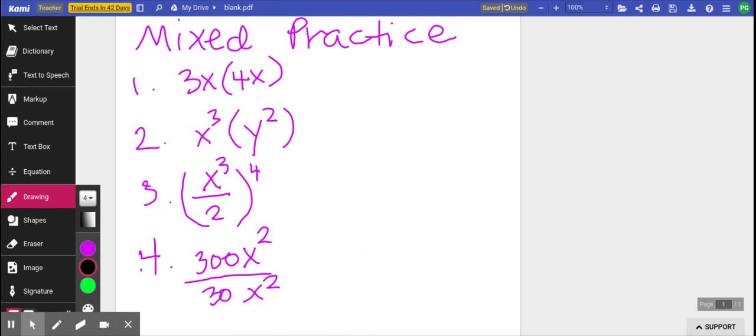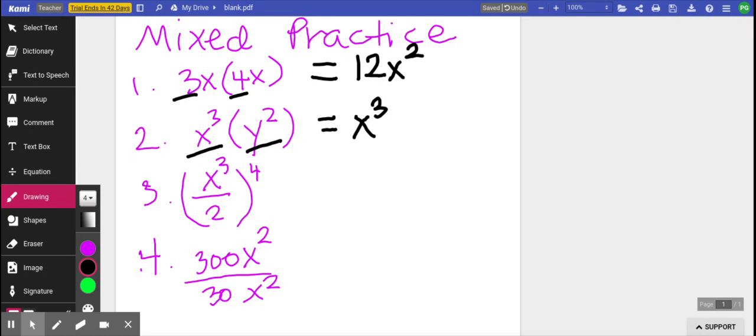Now it's almost your turn to practice on your own, but I thought we could do at least 4 mixed practice problems together. So number 1, look what we have. We are multiplying 3x times 4x. So we multiply the coefficients first to get a 12, and then x times x is x squared. For number 2, we are multiplying x cubed times y squared. Well, they don't have the same base. So x cubed y squared is simplified.